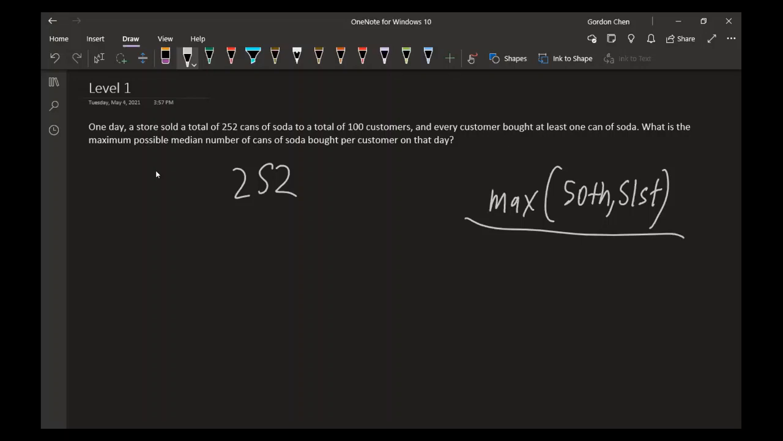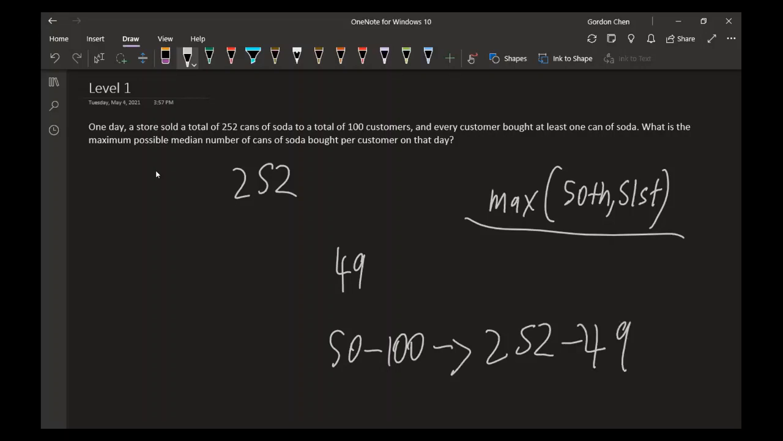people, and everyone buys at least one can, so there are a total of 49 cans that are sold, and for the 50th through the 100th, they have a total of 252 minus 49, which is 203 cans.